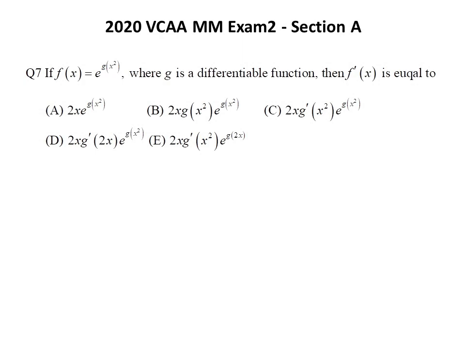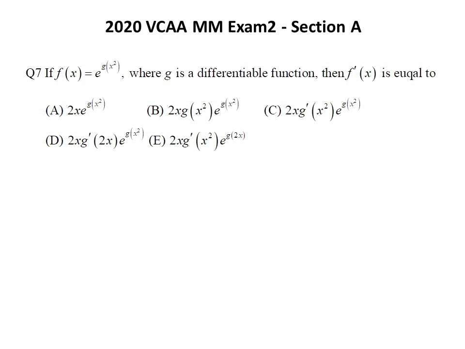Welcome to this VCAA exam paper series. This is section A of 2020 exam 2 paper. There are a total of 20 multiple choice questions in section A and 5 extended response questions in section B. In this video, we will present question 7 to question 12 in section A.